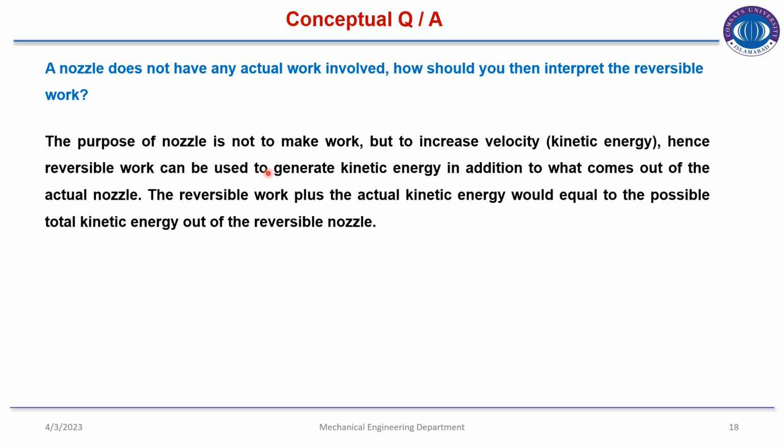reversible work. So let's suppose we have two nozzles, one is an actual nozzle and one is a reversible nozzle. For the same initial inlet condition, if the exit velocity of the actual nozzle is 25 meters per second, then the exit velocity of the reversible nozzle will be greater than 25, and the reversible work will be equal to the possible total kinetic energy output of the reversible nozzle.